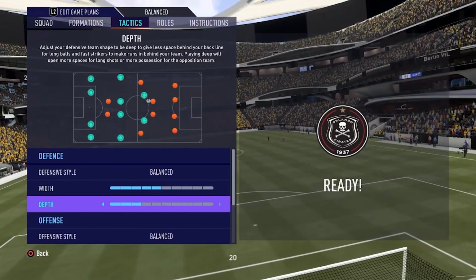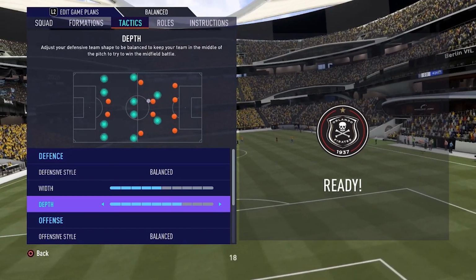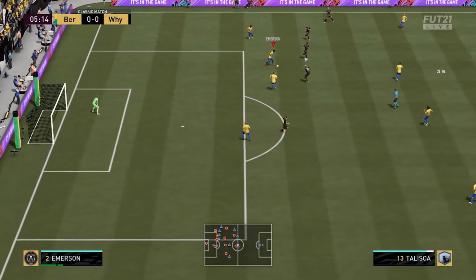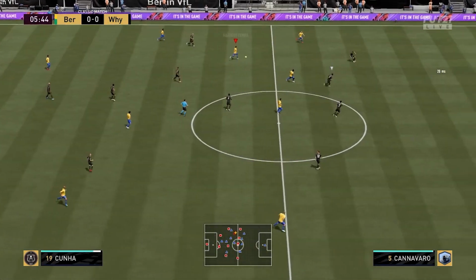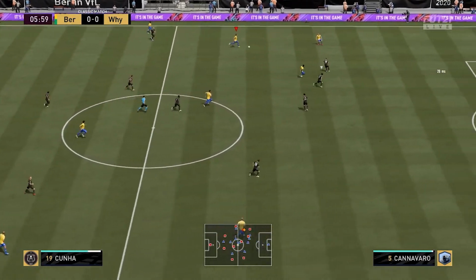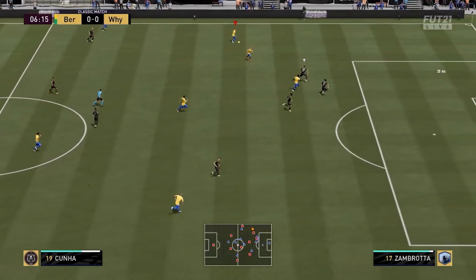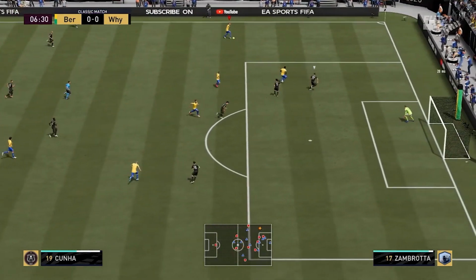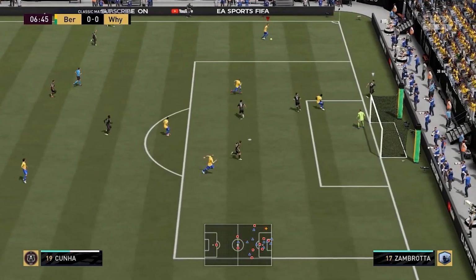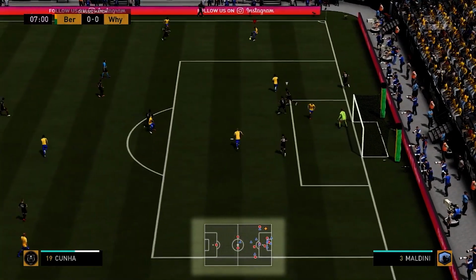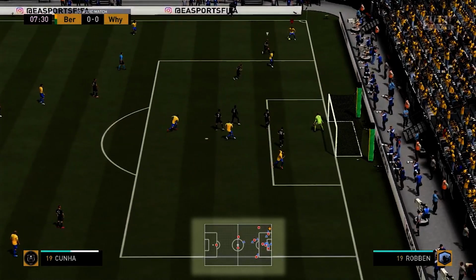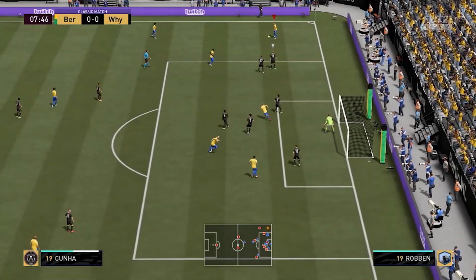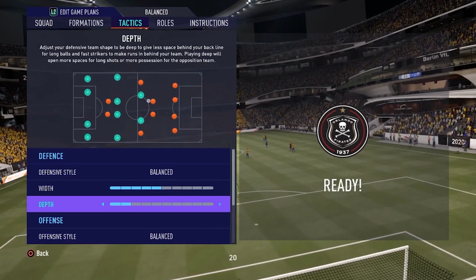Now look at what happens when I change to 10 depth. Again, they push forward to the halfway line, and again, they just stop and sit. The positioning is identical. Changing the depth slider has no effect on this whatsoever, and it's actually impossible to cause your defensive line to sit any higher or lower than the halfway line once you advance play into your opponent's final third. Now for myth number 2.